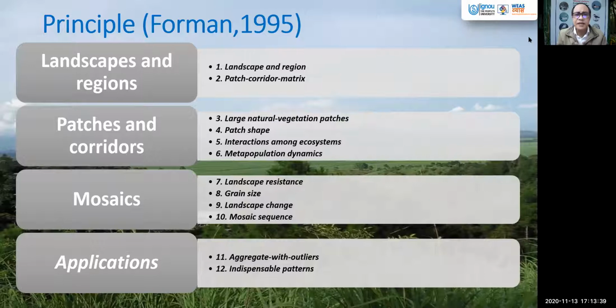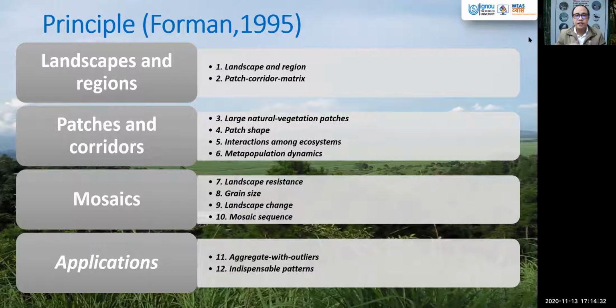If you look at the principles of landscape ecology proposed by Forman, you will find 12 principles, which can be divided into four major categories, starting with landscape and region. In a particular region, in a particular geographical area, you will find different landscapes. For example, in the Himalayan area, you will see landscape structure with forests, agriculture, and other wasteland. So patches, corridor, matrix, the details are there in your study material. I will not define much here because we have to look at the important linkages principle in the later slide.